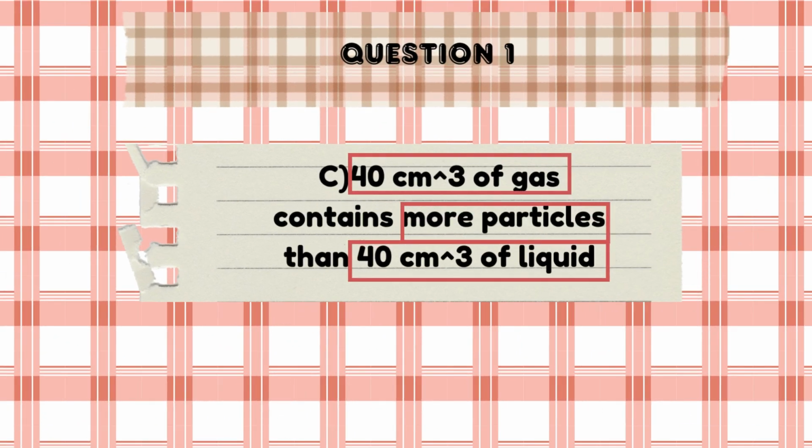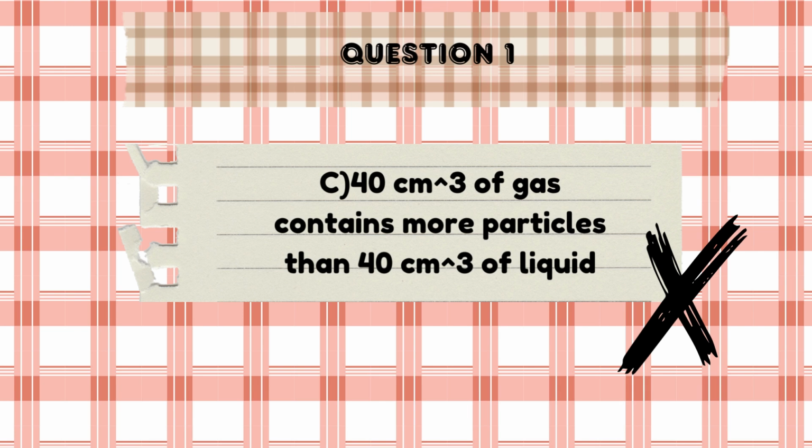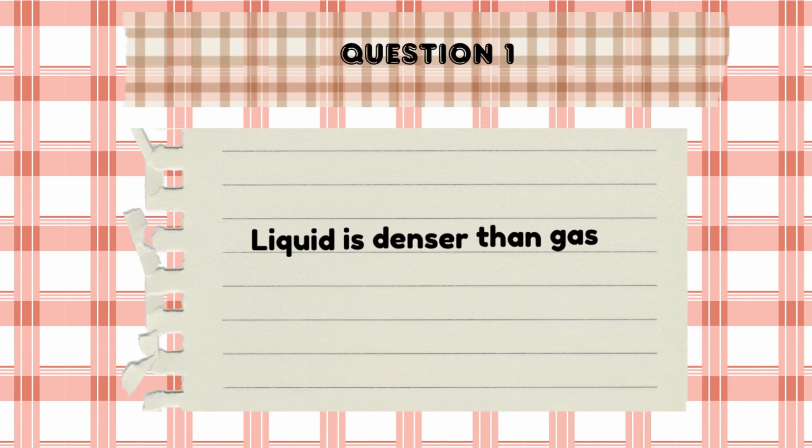Next up, the keywords for option C will be 40 centimeters cubed of gas, mole particles, and 40 centimeters cubed of liquid. This is the wrong statement. You can move on after the second statement since it is correct. But I want to explain all of the statements to you, so we are going to look at all of them. In the state of matter video, I have mentioned that solid is denser than liquid and liquid is denser than gas. So with the same volume, liquid will contain more particles than gas.